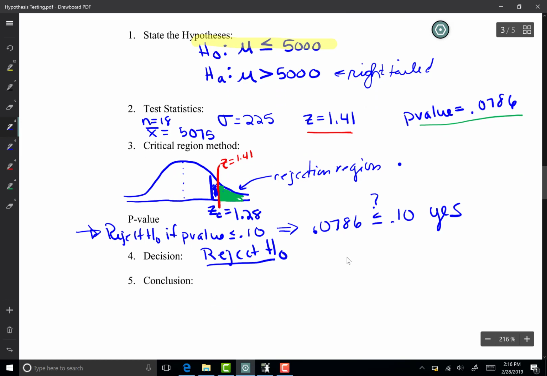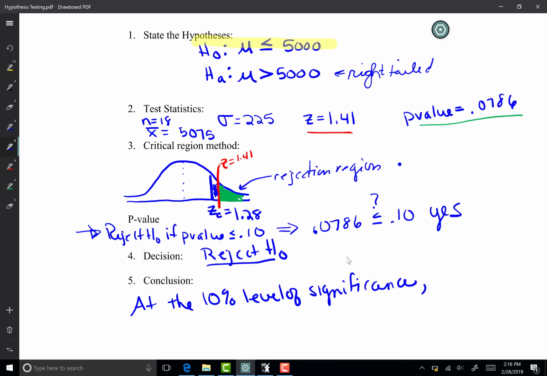So our conclusion then is at the 10% level of significance. What we say here is either we do have enough statistical evidence or we do not have enough statistical evidence. This just depends on whether we reject, kind of like guilty or not guilty. When you were not guilty, you did not have enough evidence. When you're guilty, you did. So when we reject, we do have enough evidence. When we do not or fail to reject, we do not have enough evidence. Kind of the nots go together.